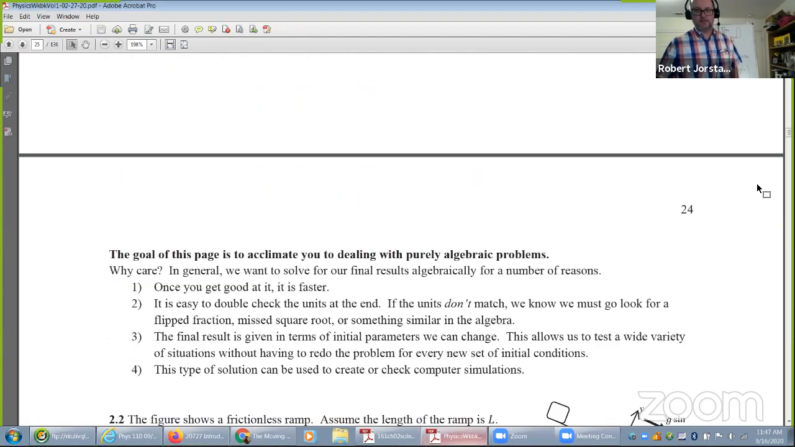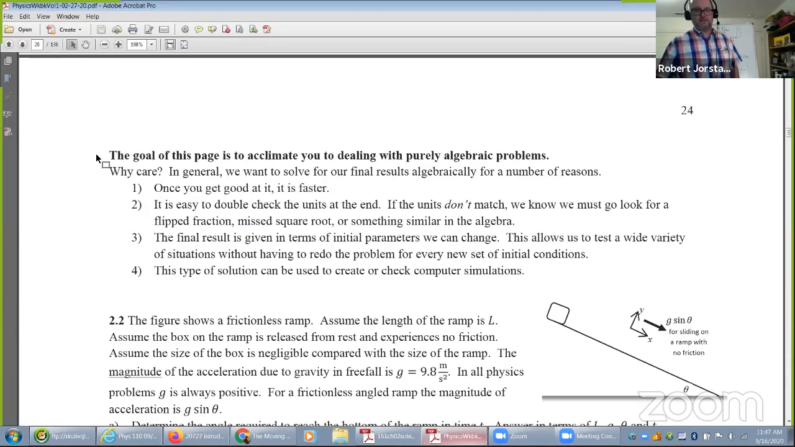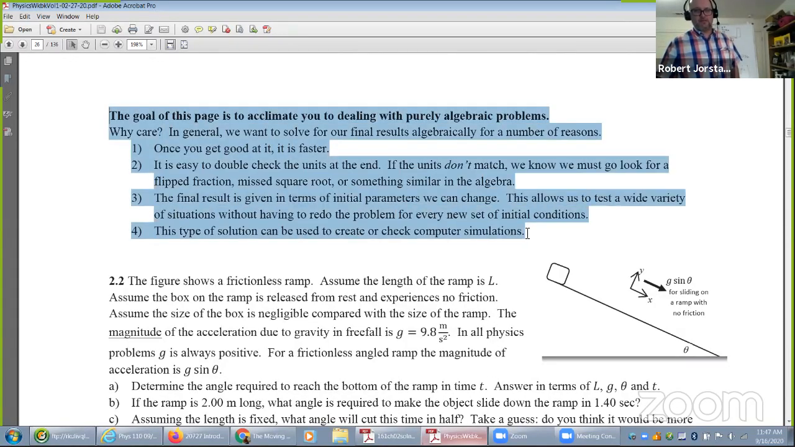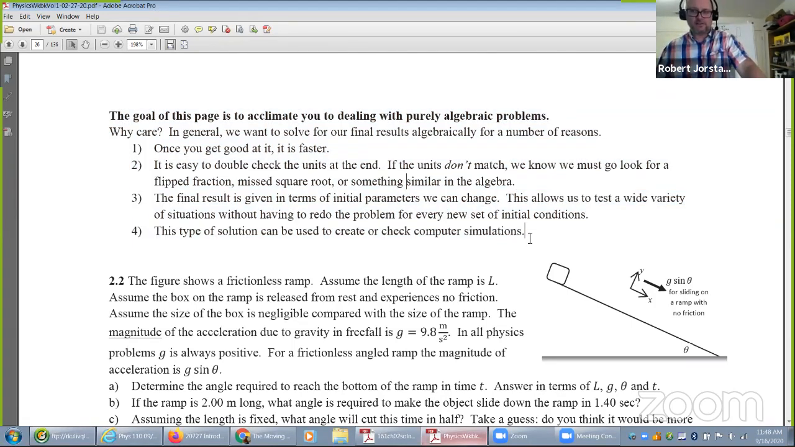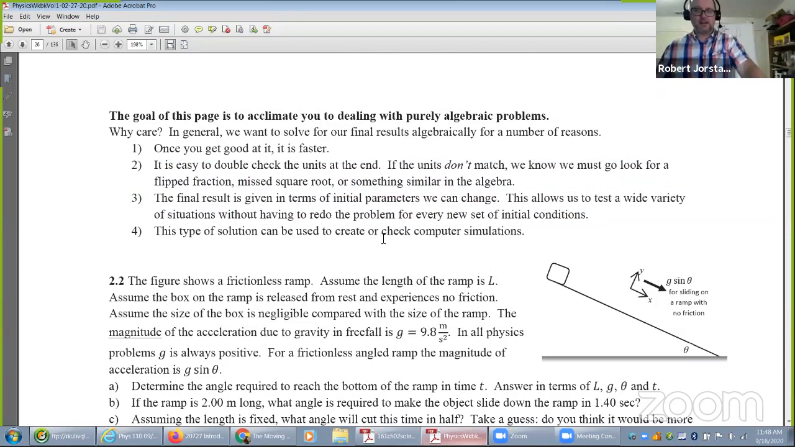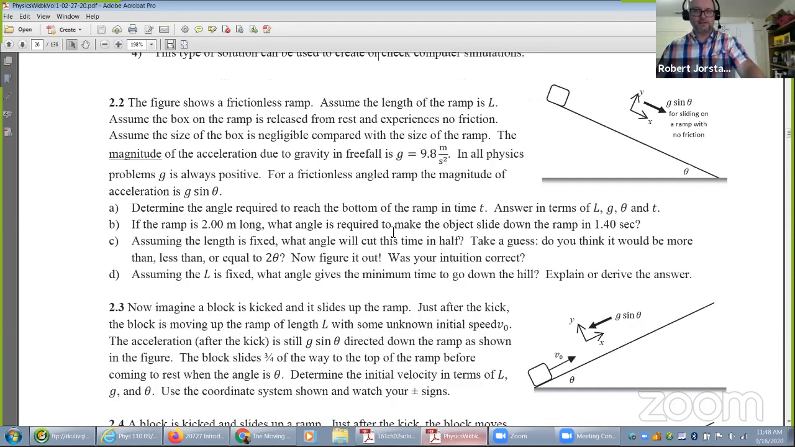Let's go down here. So now here's the idea for this page, 24. Now we're kind of getting closer to real life physics problems here. So we're going to try and do purely algebraic problems. And I'll be honest with you, this is the most interesting part. This type of solution could be used to create computer simulations. That's why I like that. And there are all these other reasons that we've discussed already. So let's get to it and find out how these problems look a little different.